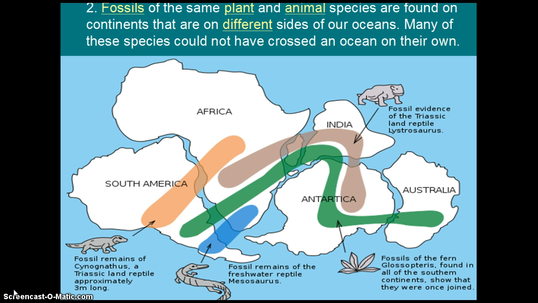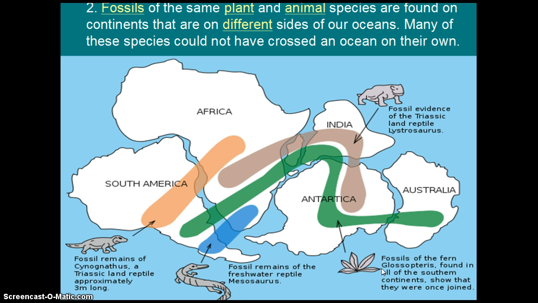Another piece of evidence that was discovered by scientists were that fossils of the same plant and animal species are found on continents that are on different sides of our ocean. Many of these species could not have crossed an ocean on their own. And if you notice down here, we have many different species that this photograph is talking about. Here we have a fossil remains of a freshwater reptile called the Mesosaurus. And if you notice, fossils were found in the lower part of South America, and they were also found in the lower part of Africa.